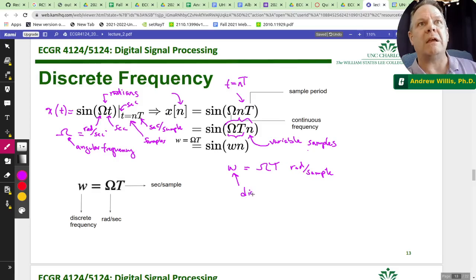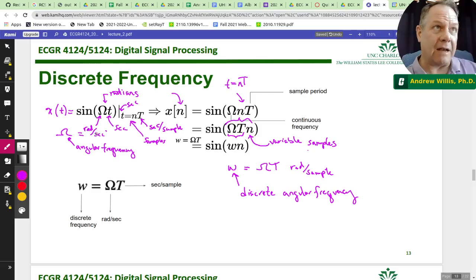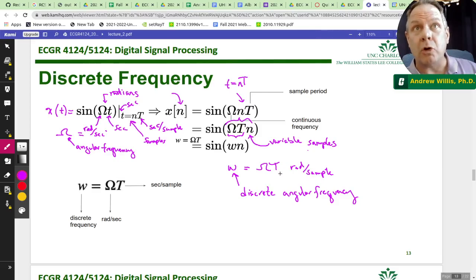This is discrete frequency, or discrete angular frequency. It's different from continuous frequency because its units are different. The units of a continuous frequency are radians per second. The units of discrete frequency are radians per sample. And in order to know the discrete frequency, we have to know the sample period. So if we move a signal that's a continuous sinusoid, sample it, and move it into a discrete sinusoid inside the computer, its frequency changes.